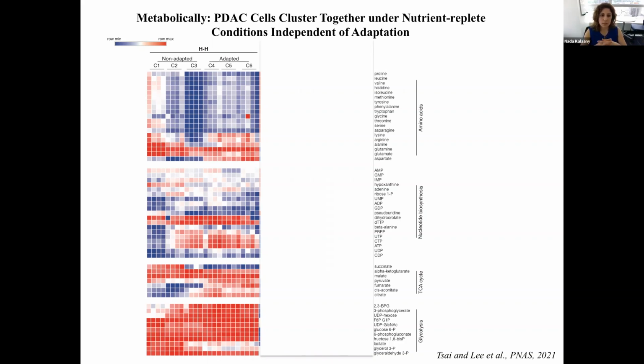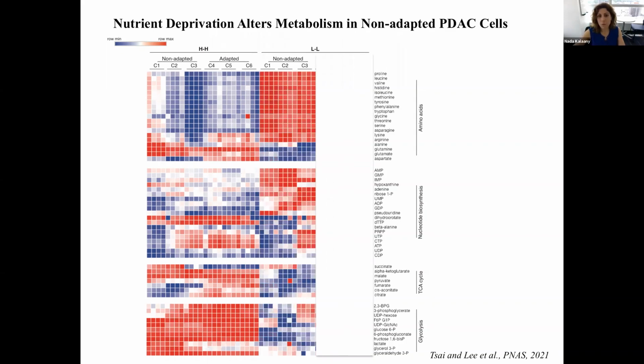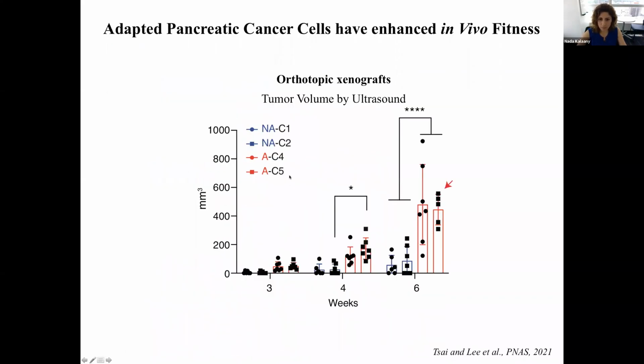What I'm showing in this slide is metabolic profiling. And as you can see, independent of adaptation under nutrient-replete conditions, so high conditions, all clones clustered together. They were very similar if you look at these pathways: amino acid metabolism, nucleotide biosynthesis, TCA cycle, and glycolysis. However, when we shock them with a low medium, low glucose, low glutamine, if you look at the non-adaptive clones right here, there's a dramatic change, alterations in the metabolism in all four pathways.